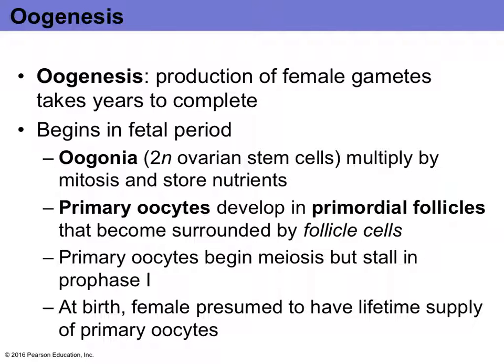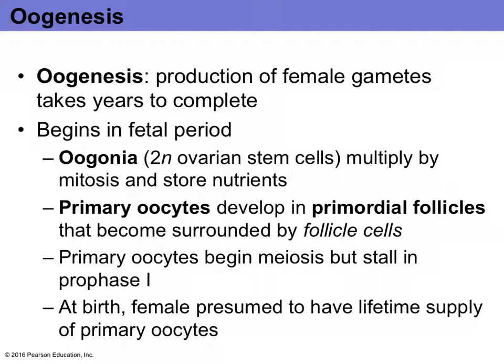The development of the eggs, or oogenesis, in the female begins while she is in her mother's womb, while she's a fetus. But much of the process is similar to that in males for spermatogenesis. For instance, the stem cell in females is called an oogonia rather than a spermatogonia. And this will go through mitosis to produce primary oocytes. These are going to develop in follicles. The oocytes develop in follicles, and the primary oocytes begin in the primordial follicles.